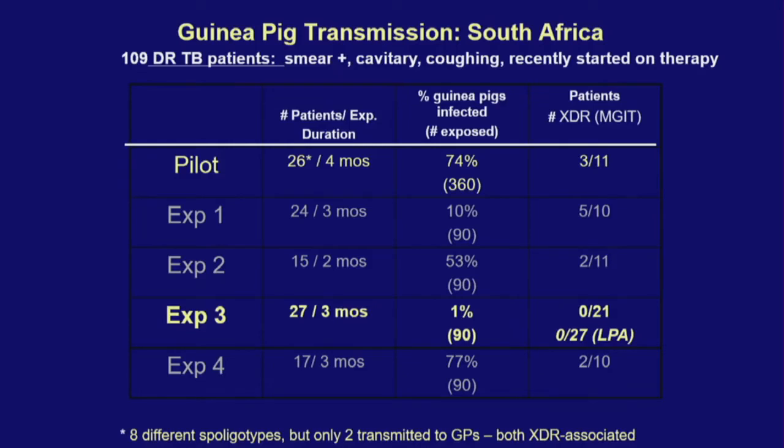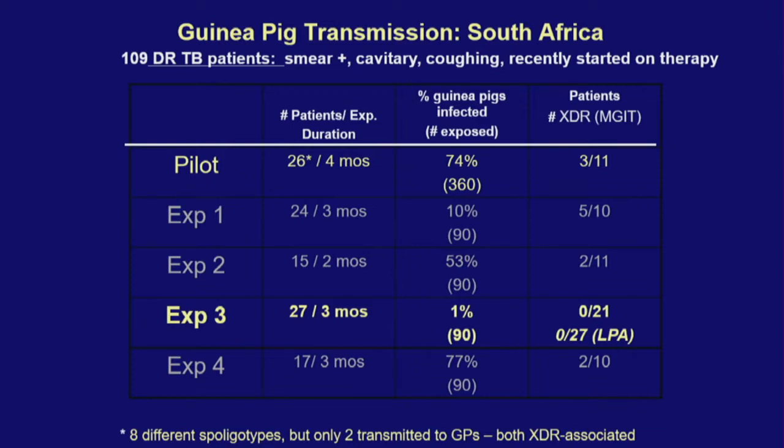One of the things that was striking is that there was quite a bit of variation in the experiments. In our very first experiment, 26 patients over 4 months infected 74% of 360 guinea pigs. In subsequent smaller experiments, 24 patients over 3 months infected only 10%, 15 patients over 2 months, 53% of 90 guinea pigs, and in this experiment that I highlighted, 27 patients with all these same characteristics over 3 months infected one guinea pig, 1% of 90 guinea pigs.